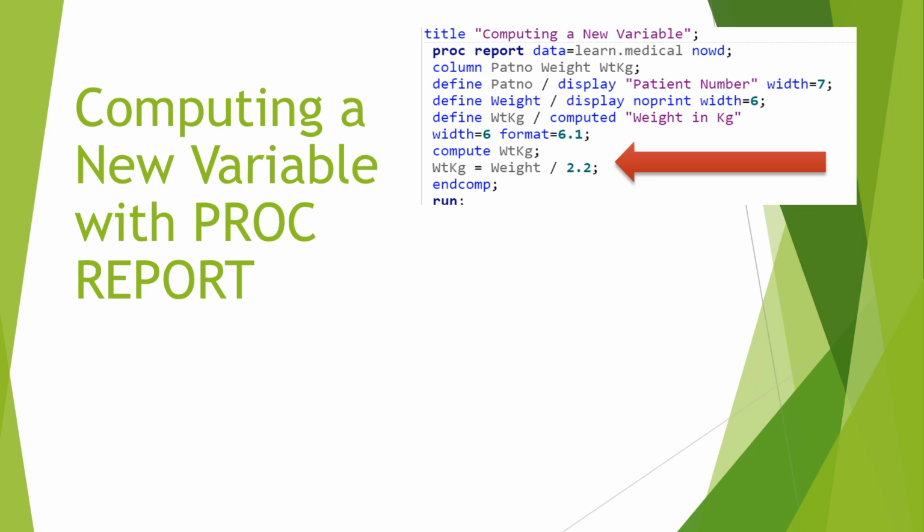If you don't want to include the original value of weight in the report, you use the keyword noPrint in the define statement for weight. Use a usage of computed in the define statement for your new variable. The third point to notice here is to use the compute and end compute statements to create a compute block. You define your new variable inside this block.